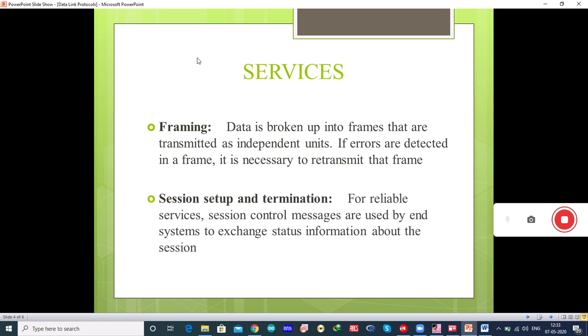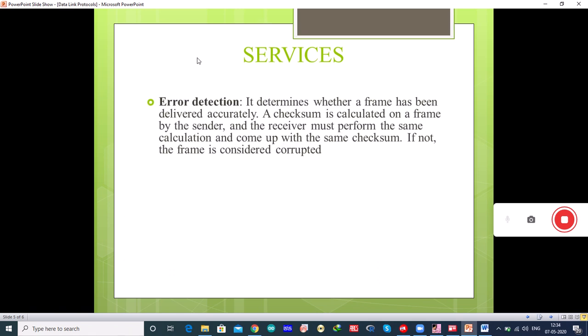Next is session setup and termination. For reliable services, session control messages are used by end systems to exchange status information about the session. Third is error detection. It determines whether a frame has been delivered accurately or not.